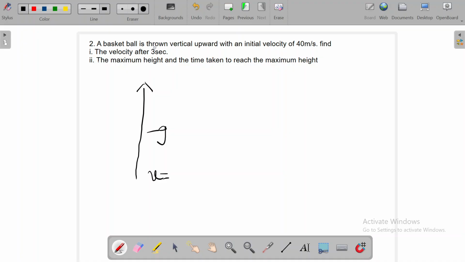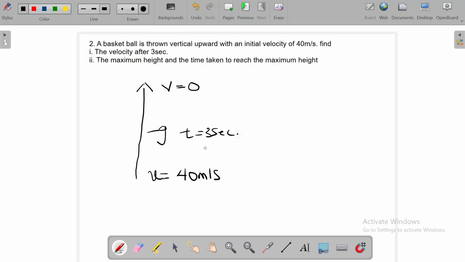A basketball is thrown vertically upward with an initial velocity of 40 meters per second. So I would simply say this is 40 meters per second. I know it will keep on reducing till it gets to the final velocity, which will be 0. Find the velocity after 3 seconds. So they give us a time, they call 3 seconds.